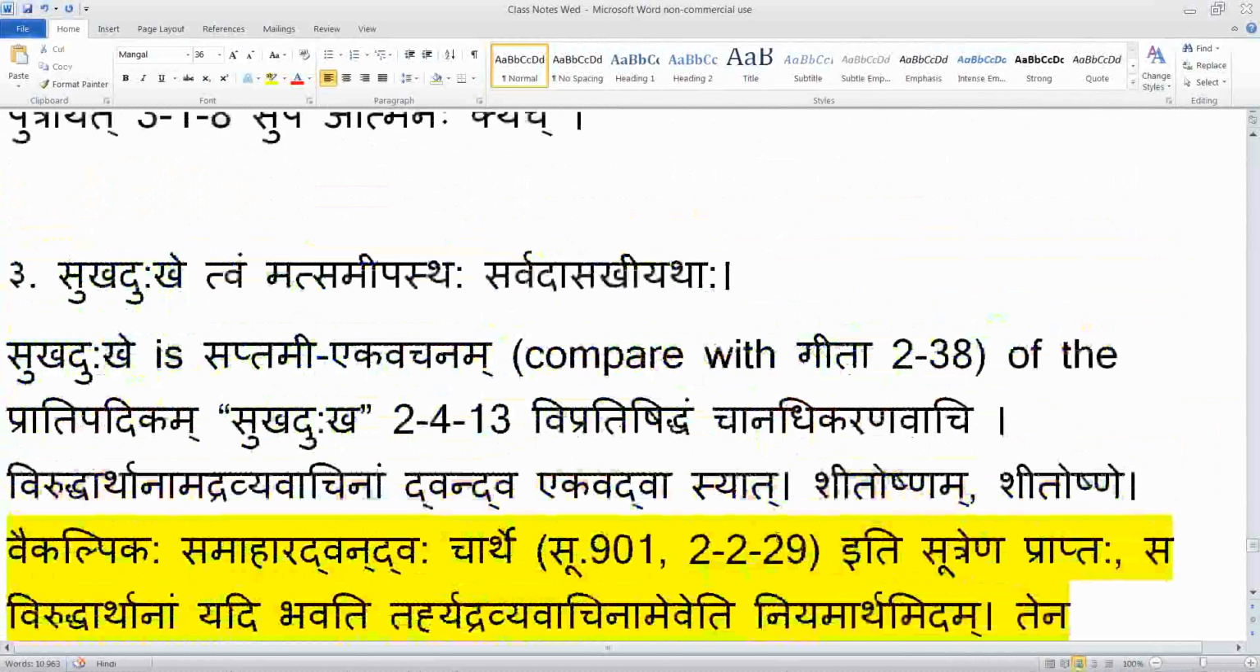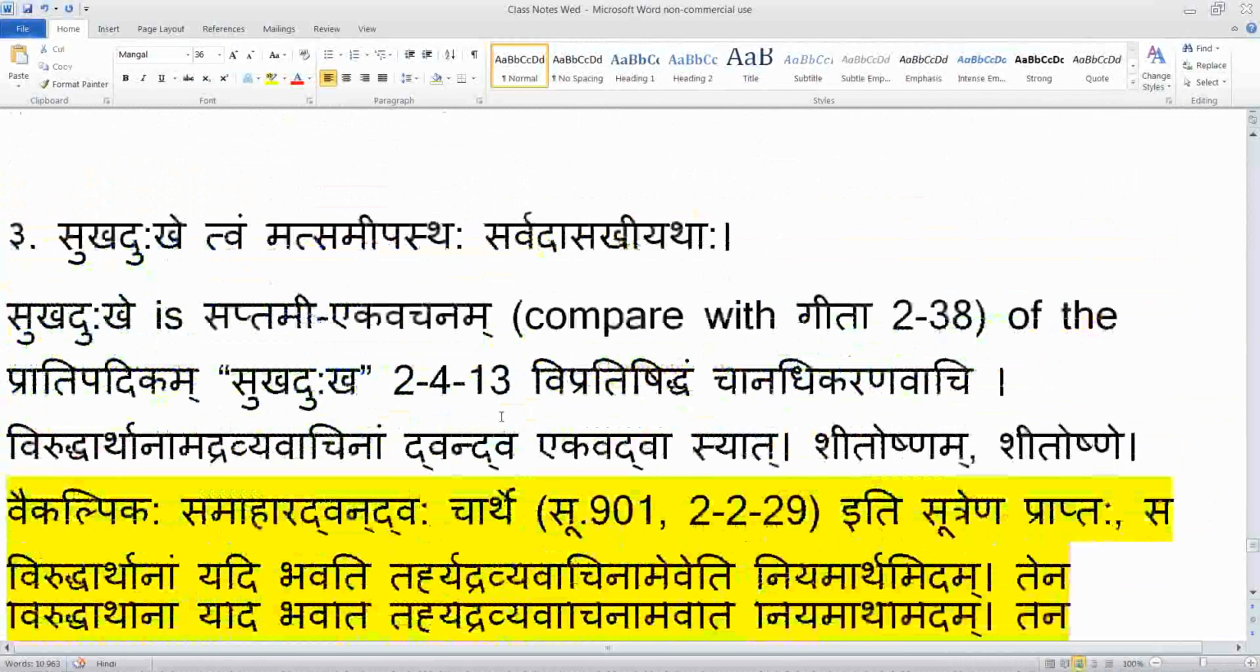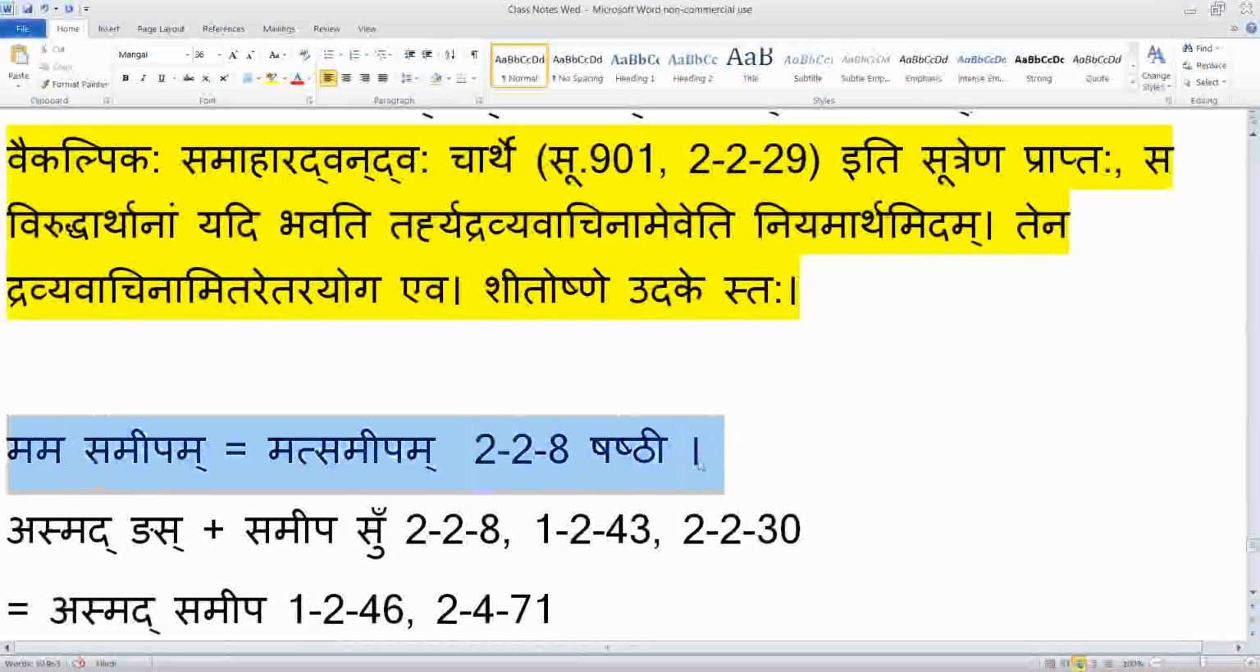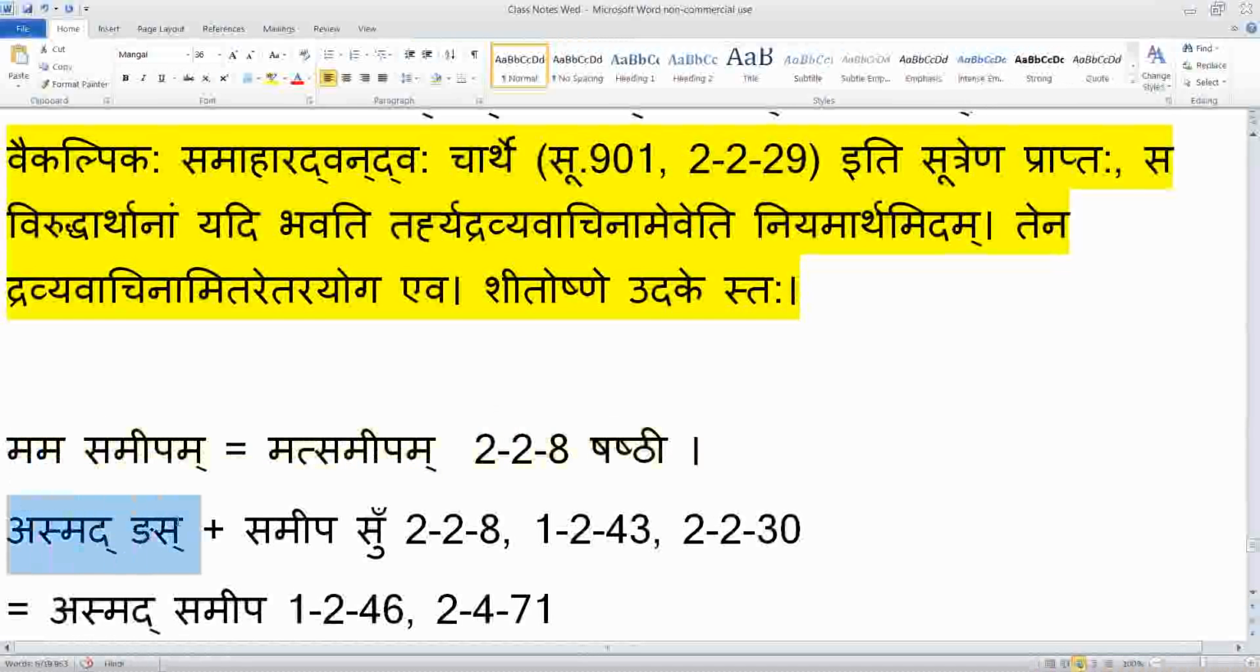Now, mat samipasthaha. So this is the sutram which is mama samipam, mat samipam. Close to me. Straightforward, shashti samasaha. Only thing special is that the pratipadikam here is asmad. How it became mat is the question. Asmat plus nyas plus sami plus su. Of course, sutra is shashti. Shashtyantam padam we have. So samarthena subantena saha samasyate, Tatpurusha samaso bhavati. Right? So got that.